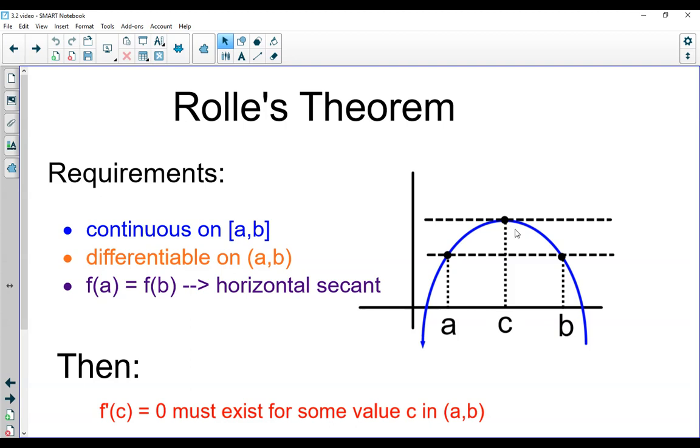What this is really doing is proving that there's an existence of an extreme value on the interval AB, meaning there's some sort of maximum or minimum there.